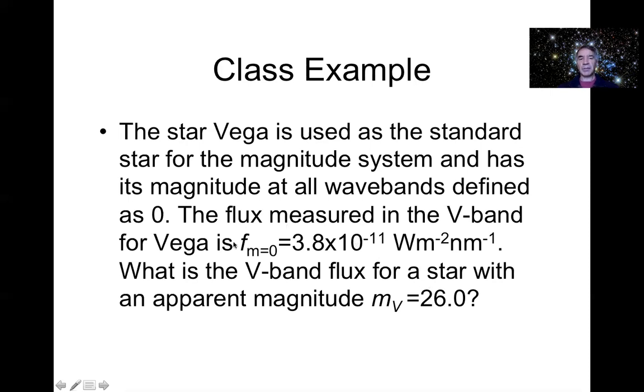But this zero magnitude flux for the V band is not the same number for the B band, just coming back to the point that I just made. We're not going to deal too much with that, but you've got this example here to put into practice how you would convert a magnitude into an actual flux using the zero magnitude flux.